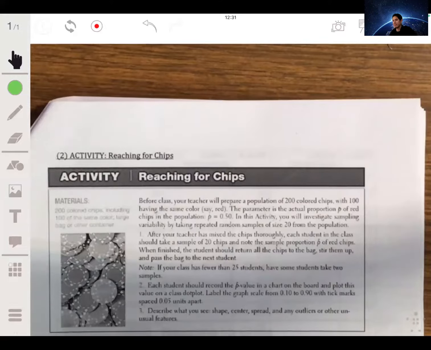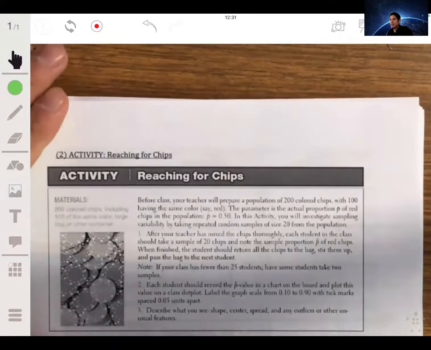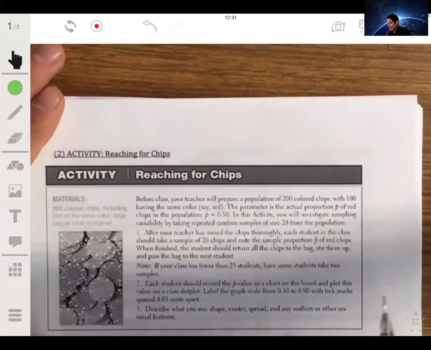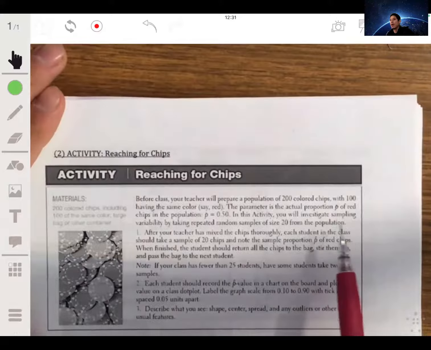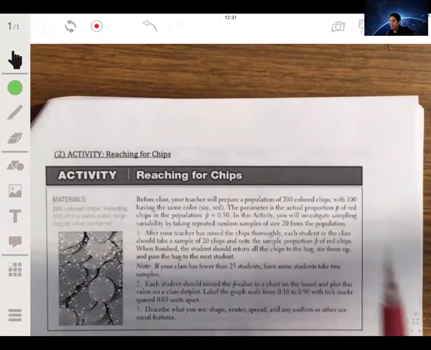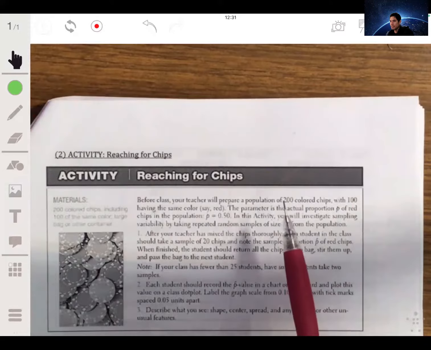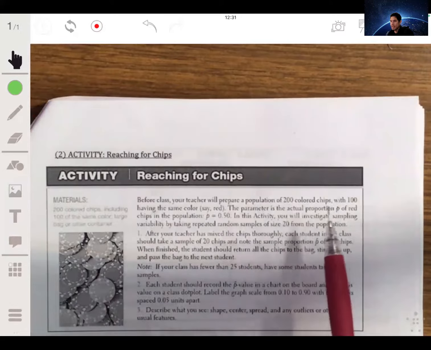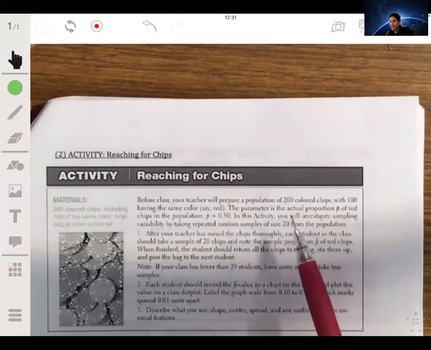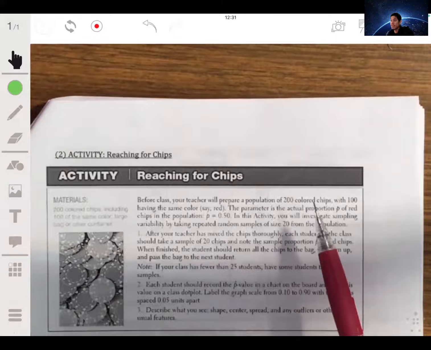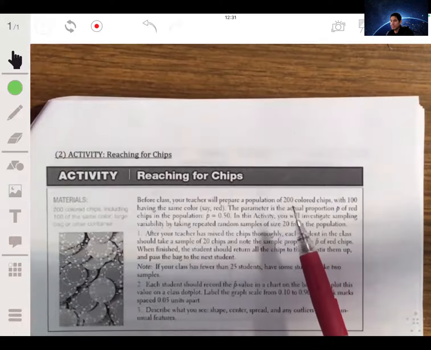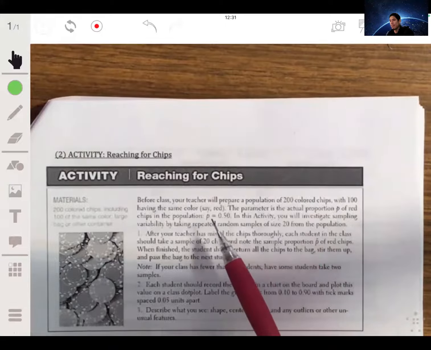So let's do an example so this can make more real sense. An activity that I'll do in my class is I'll have a bag of 200 colored chips, and 100 of them actually have the same color. 100 of the 200 are red, so 50% of them are red. So our population proportion is 0.5.